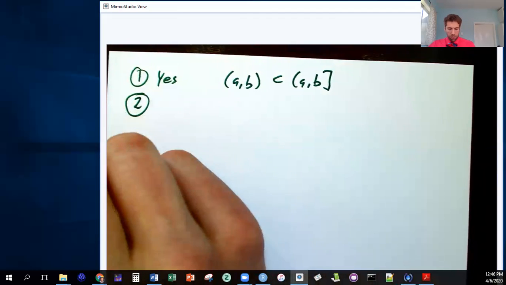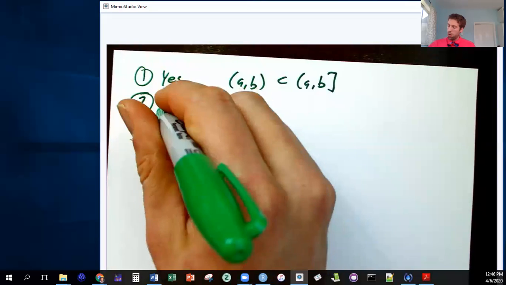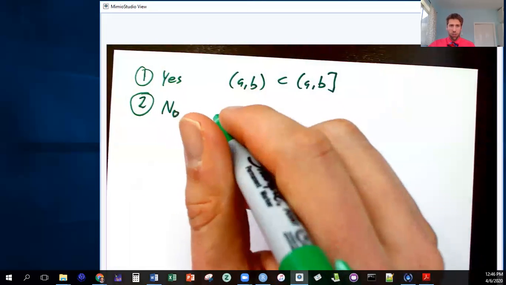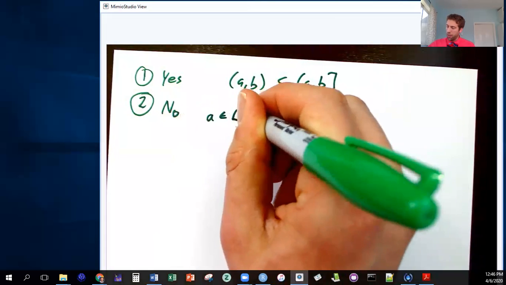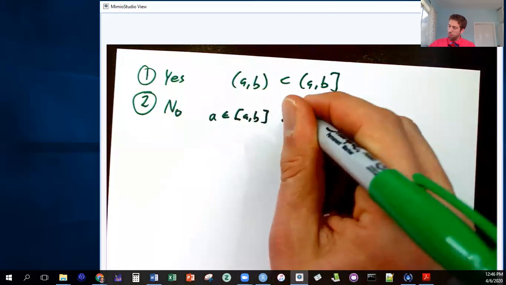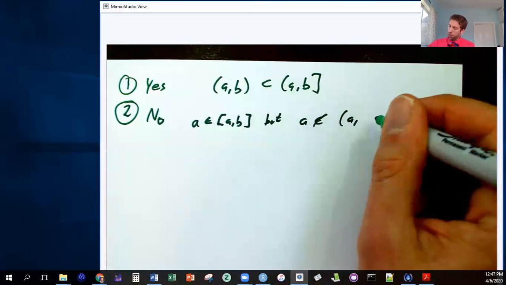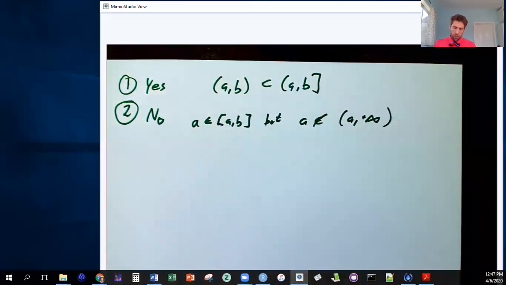Number two, is [a, b] a subset of (a, infinity)? No. How do you show something's not a subset? a is an element of [a, b], but a is not an element of (a, infinity). Okay.